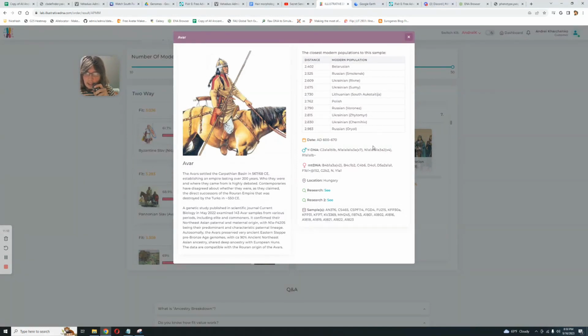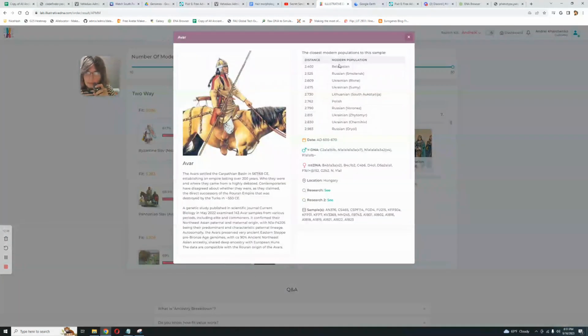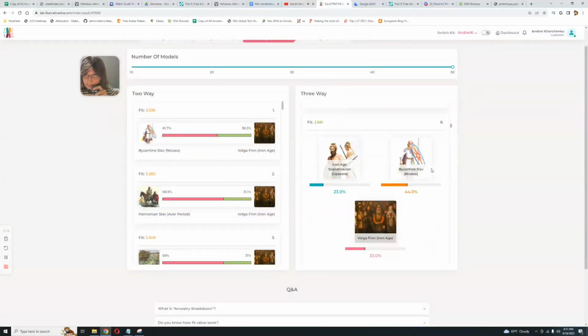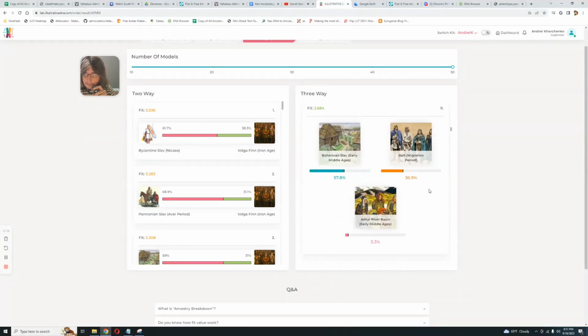This is not accurate, because looking at these Y-DNA, this is not the Avar that you'd expect to see here. This is some different Avar. So they messed up here. It should be like Mansi, Khanty, West Siberians. This is not right. Iron Age Scandinavian, Byzantine Slav, and Volga Fin.